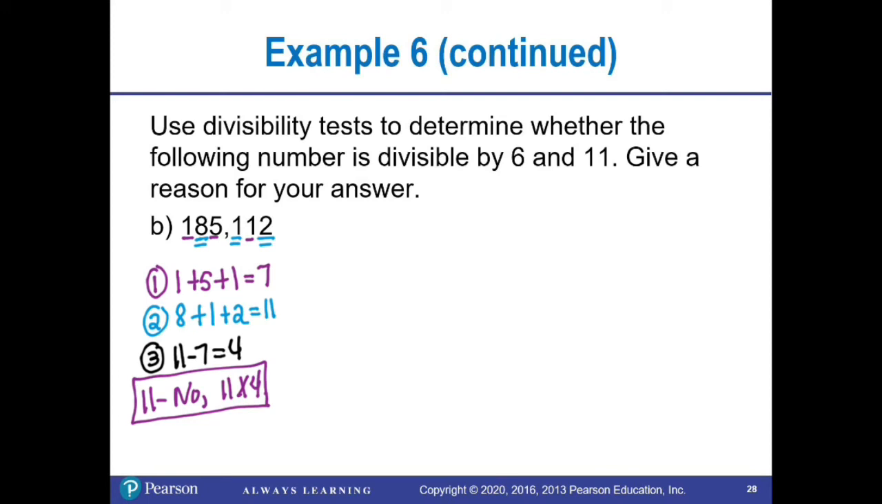You're always looking for that test for 11. You take the sum of every other digit, so you'll have two sums. You subtract those two sums, and then you look at that third step. Does 11 divide the answer in the third step? That's your subtraction. If the answer is yes, then 11 divides the number. If the answer is no, then 11 does not divide the number.